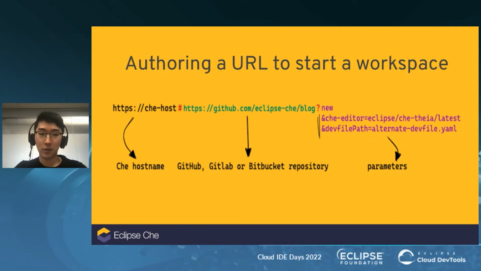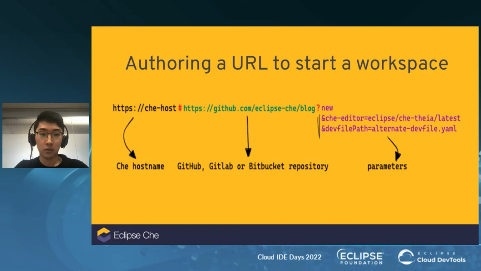So this is the same kind of URL. If we look into the right-hand side, we see the Che editor parameter. So here we could add a reference to a different editor we want. So here we could put a reference to the VS Code editor or IntelliJ editor. So we could put that there.